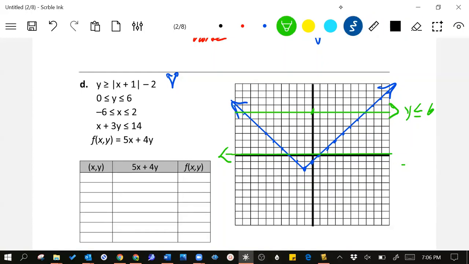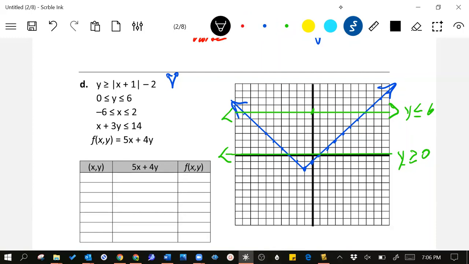Let me clean it up on those. Y is greater than or equal to 0. And of course, this is the absolute value. So I'm just going to put, I think I need to write that one, or I'd like to. Let's look at the red. The next one, I'll do red or I'll do black for that one.